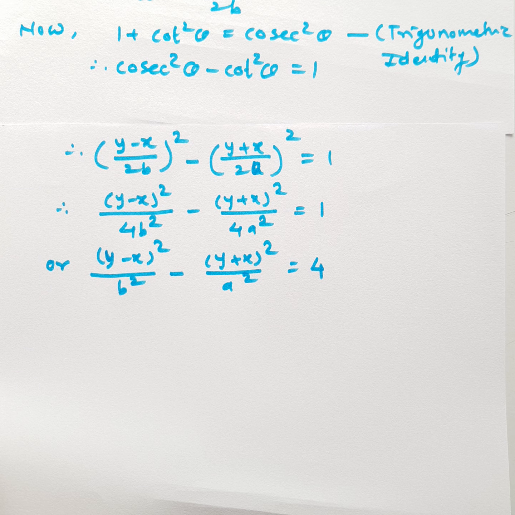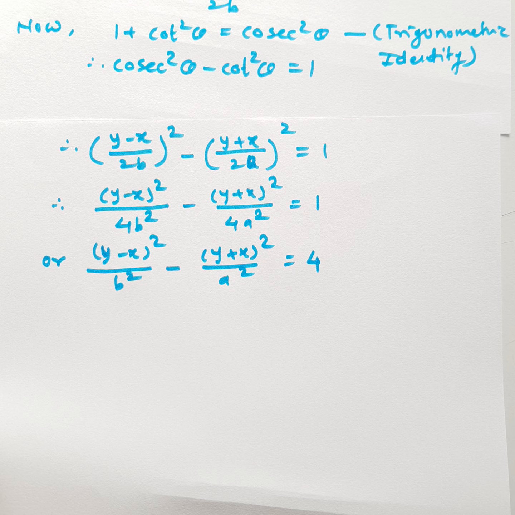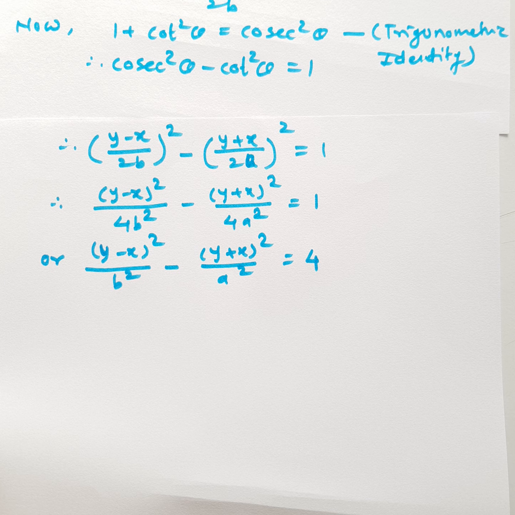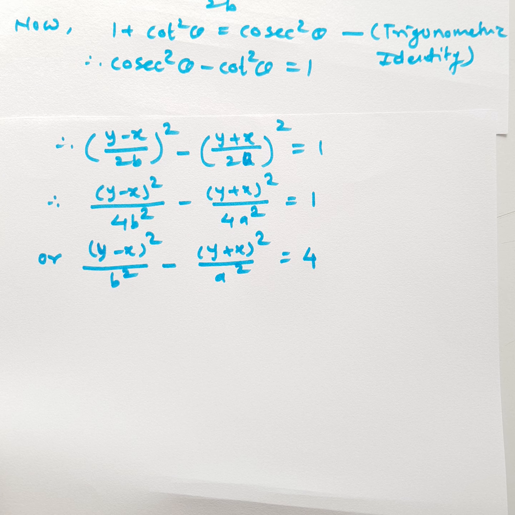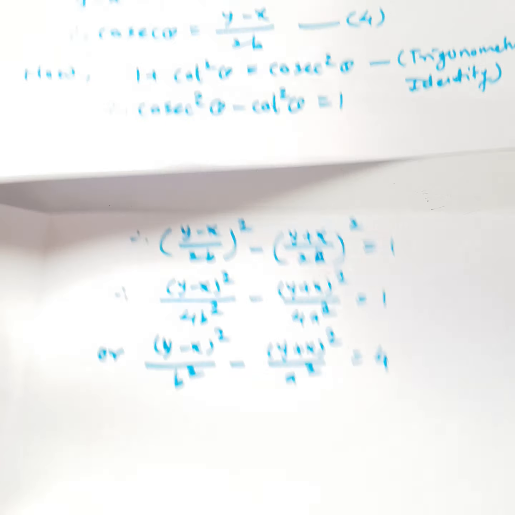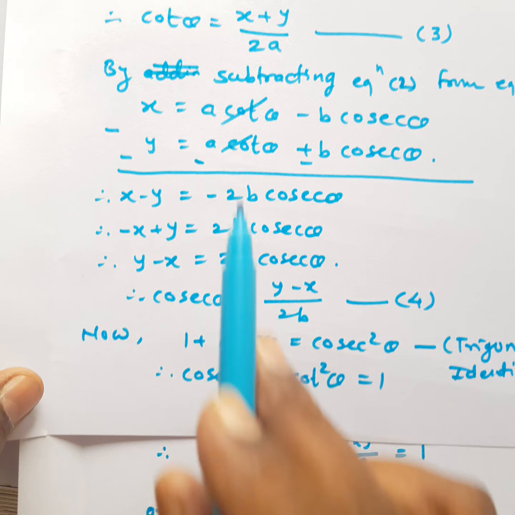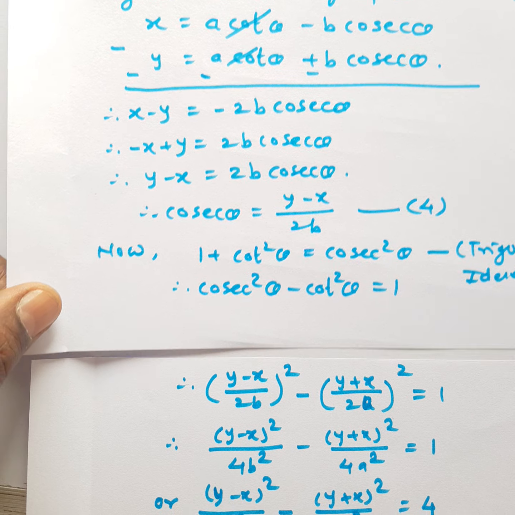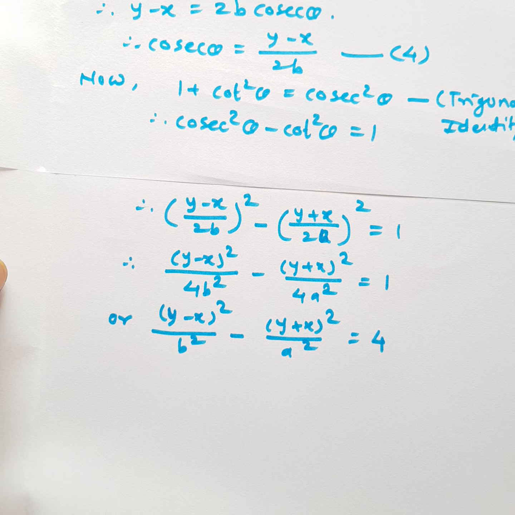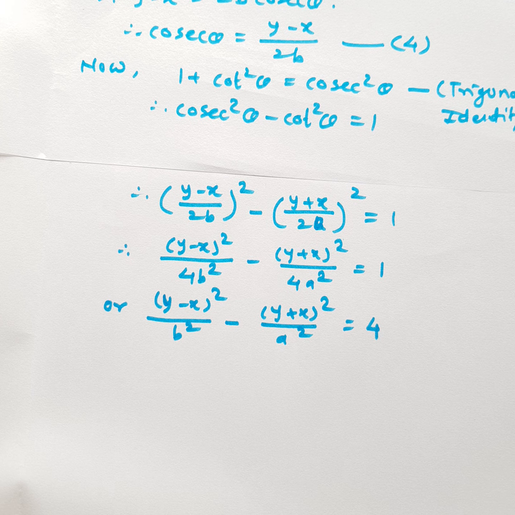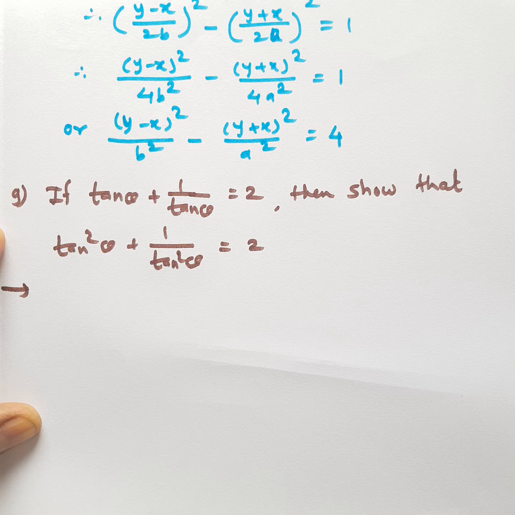If there is any example of such type, eliminate theta, then we have to find the value of those ratios. Here we find the value of cot theta first, then cosec theta, and put them into the trigonometric identity. It is elimination of theta.